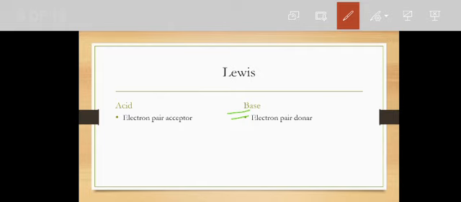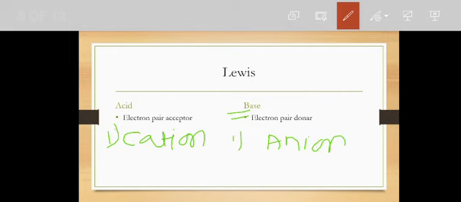Now next thing is base. How can we define base? With an example you can easily understand. I already told you that cations are acid, because they are electron deficient. Similarly, base means anion. Anions are electron rich species, for example the Cl minus ion. They have an extra electron, so they are electron rich species. That's why anions come under the base category.